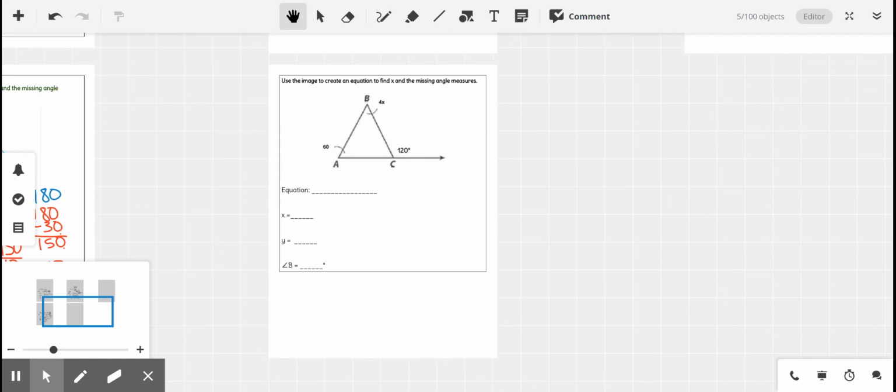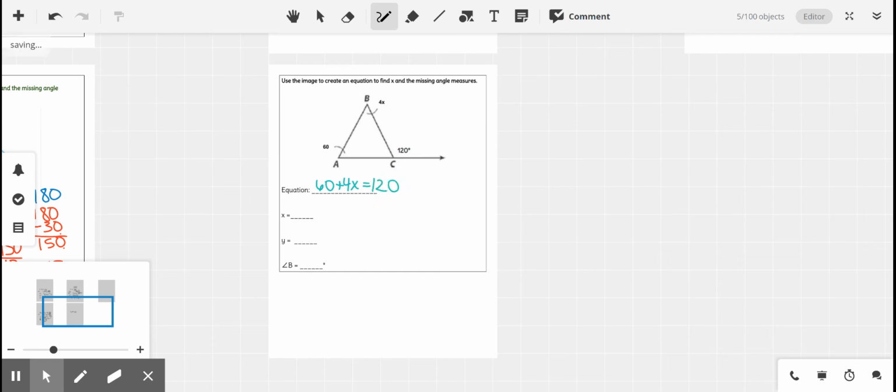So again, our instructions are asking us to use the image to create an equation to find x and the missing angle measurements. Let's write our equation for x. We have 60 plus 4x equals 120.